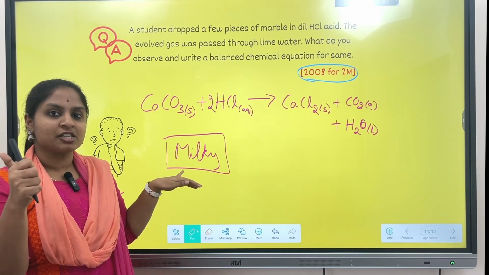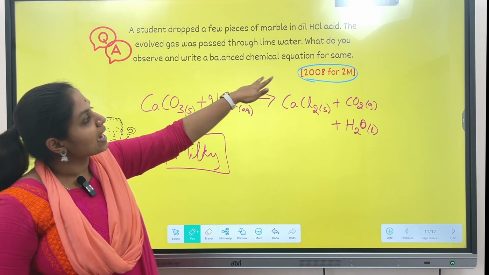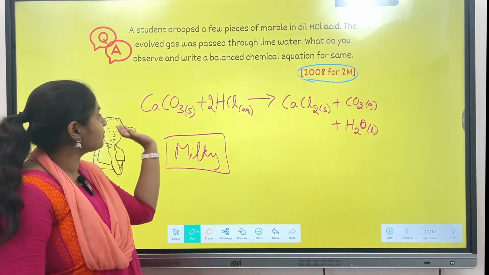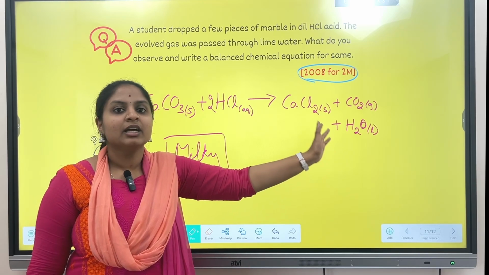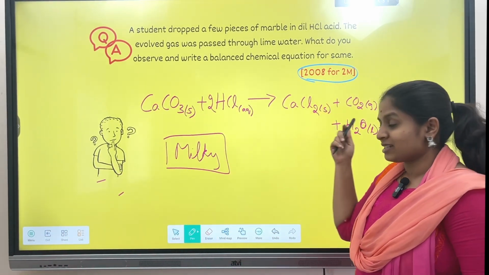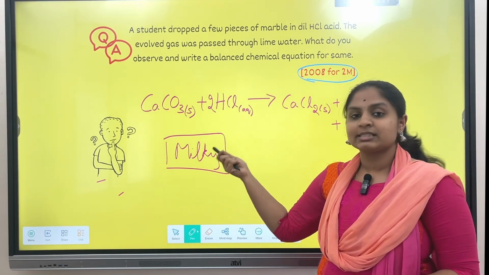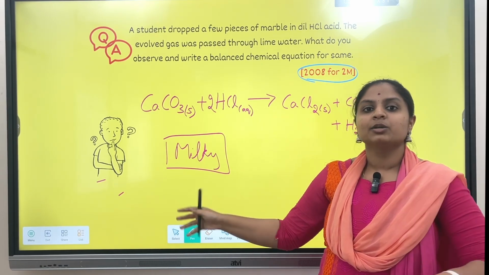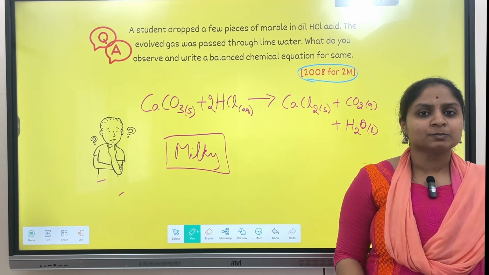That is the observation you make, and you have to write a balanced chemical equation for the same, which you have already written. If you make sure you are writing both the sentences, one is the balanced chemical reaction and the second is lime water turns milky, you will get 2 complete marks.